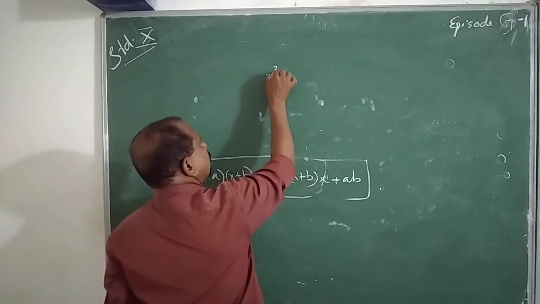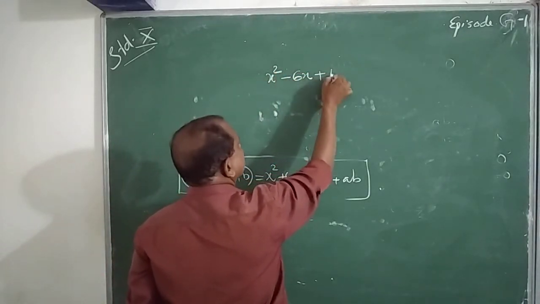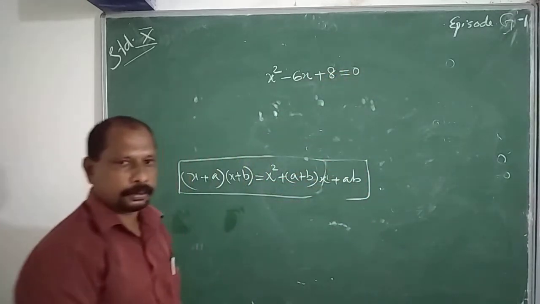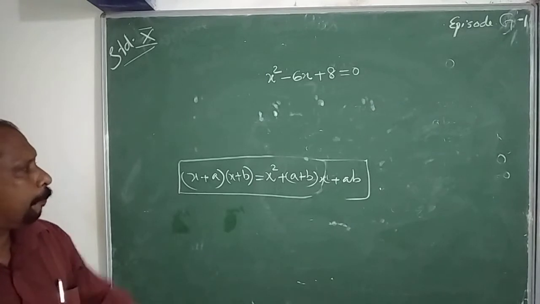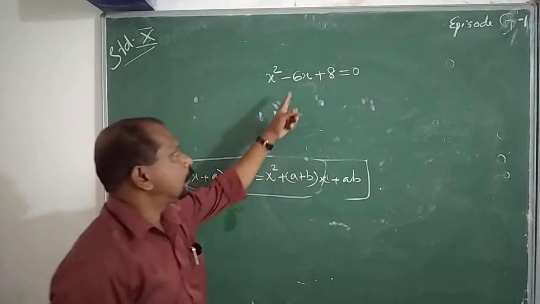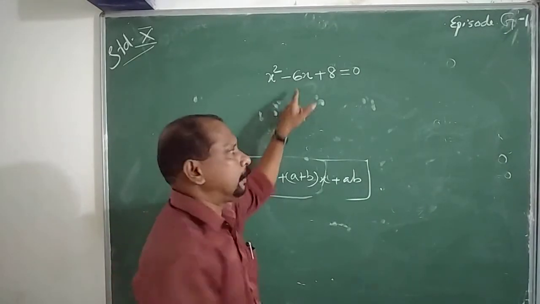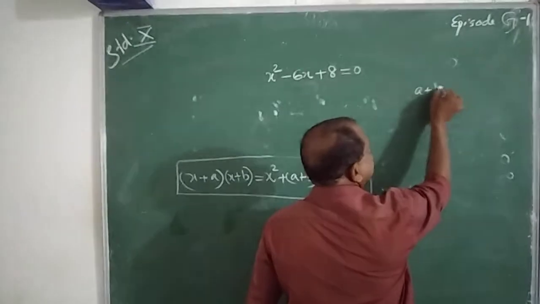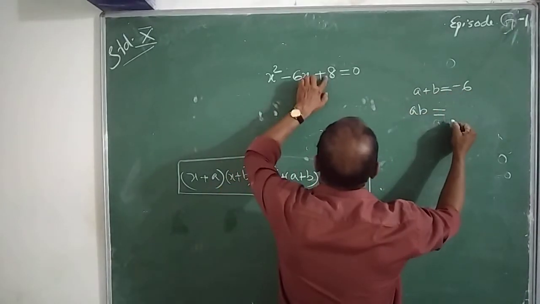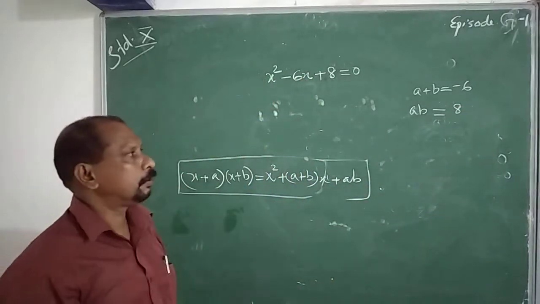x square minus 6x plus 8 is equal to 0. There is another example. Comparing these two, what is x coefficient, a plus b? Not 6. It is minus 6. That is a plus b. Therefore, a plus b is equal to minus 6. A into b is also same as 8 because the coefficient of x square is equal to 1.